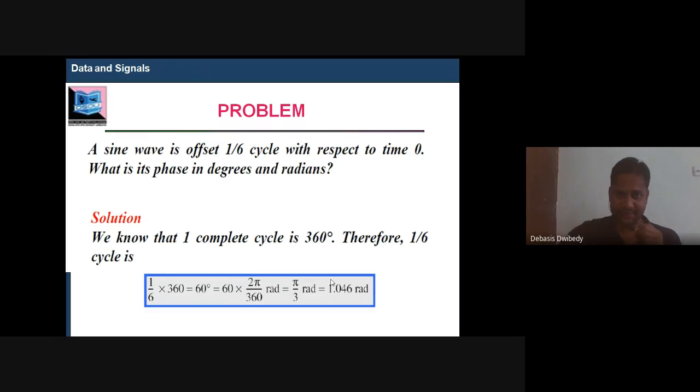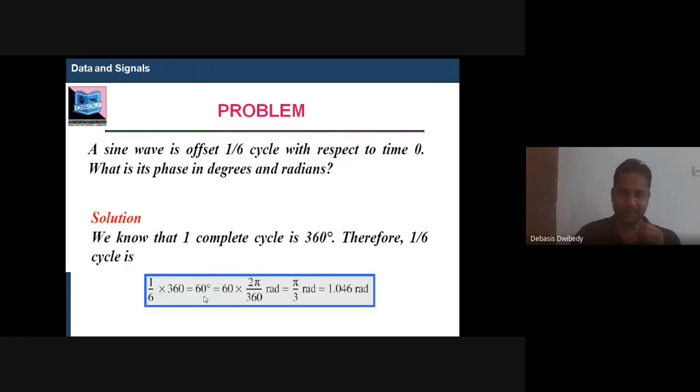1 by 6th of a cycle means 1 by 6 into 360. If a complete cycle मेरा 360 degree है, तो 1 by 6th of a cycle means 60 degree. तो 60 degree shift हुआ है left of the x-axis. Okay, so हमारा phase क्या है degree में? 60 degree मिल गया है. Phase in degree बोला था इसमें question में. So we will get 60 degree. Okay, shift हुआ है to the left of the x-axis. तो यहाँ पे phase is 60 degree.